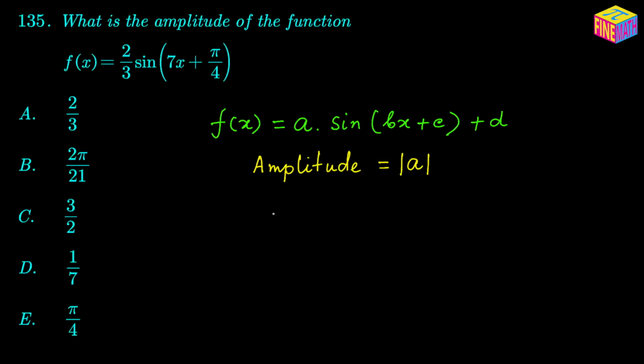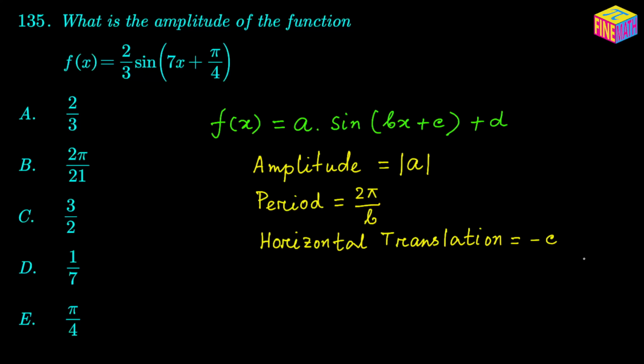And also let's make a quick note about b. When calculating the period of this function, that is where b comes into play. Now what would be the period of this function? The period of this function would be 2 pi over b. And what does c indicate? Well, c actually indicates the horizontal shift or horizontal translation. So we can say horizontal translation would be equal to negative of c, and this negative sign is of course with respect to the x-axis and the origin.